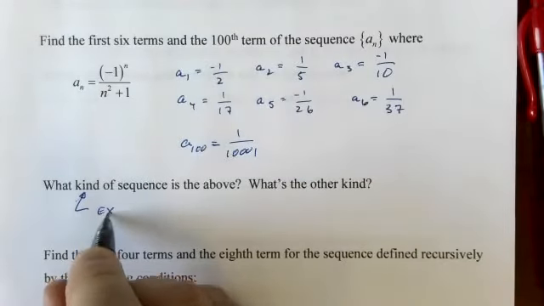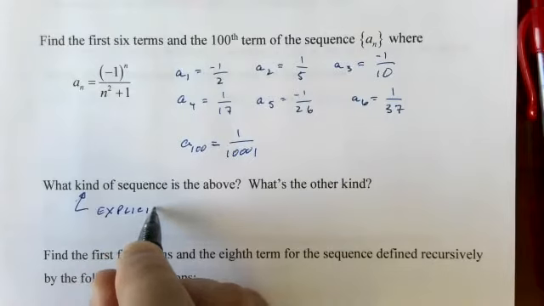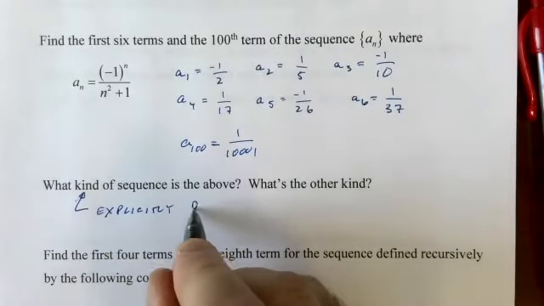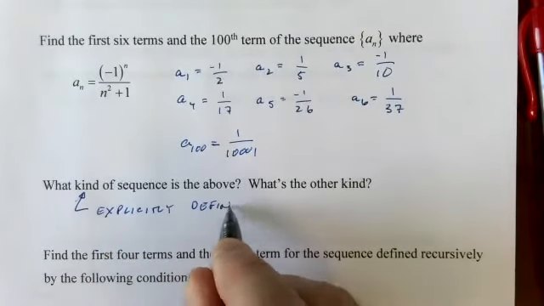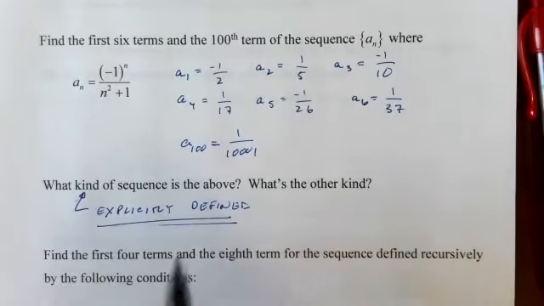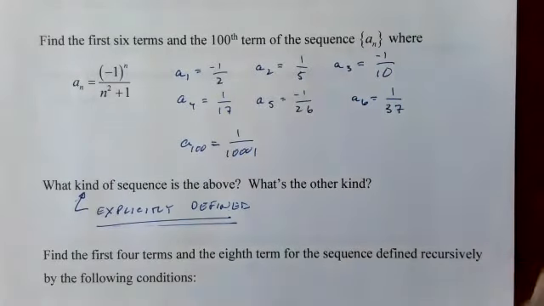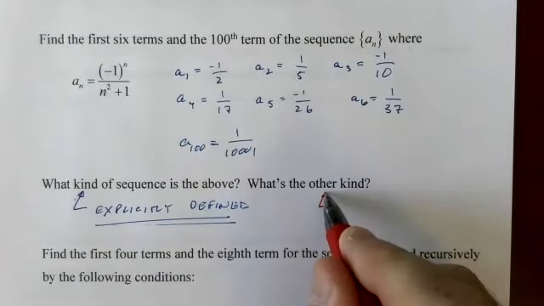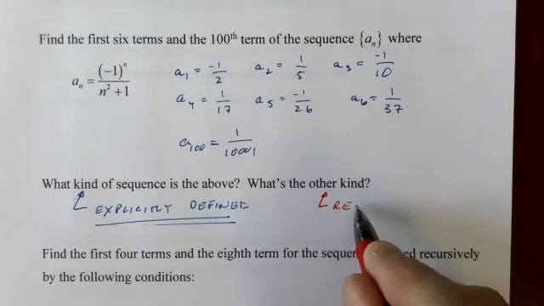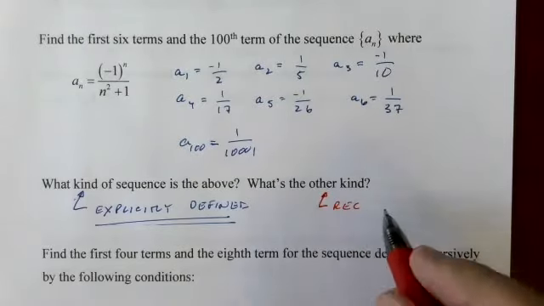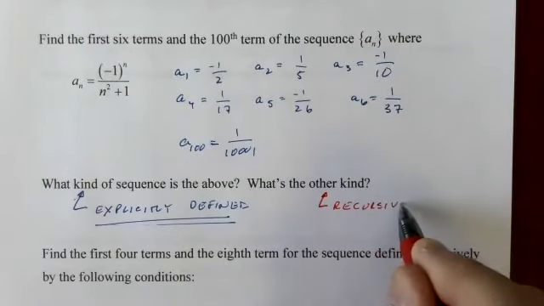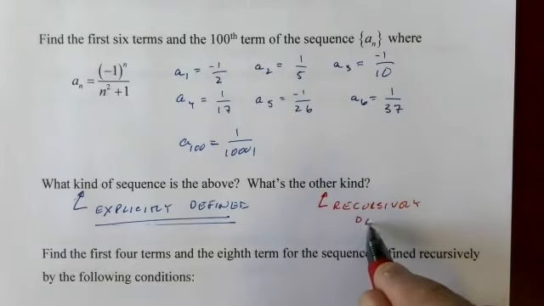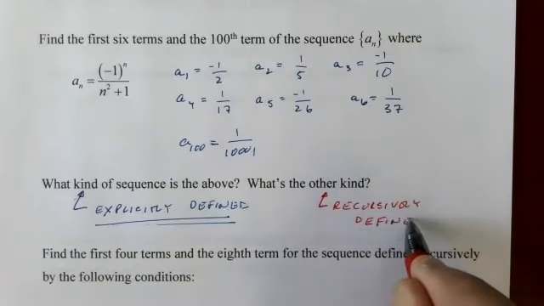This is what we call an explicitly defined sequence. And I'm really horrible about throwing the words series and sequence around. I've got to be careful. But with an explicit definition, I can find any term just by plugging in. The other kind, where I need the term right before it, is called recursively defined.